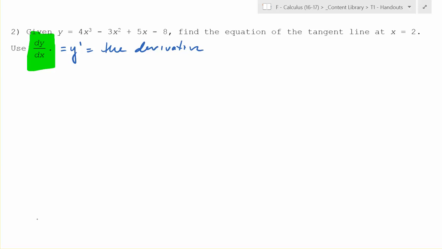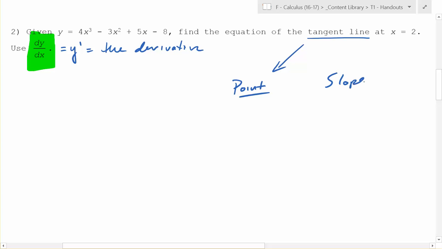Okay, so given that function, find the equation of the tangent line. Go ahead. No hints. Try to find the equation of the tangent line. How many things do you need to write the equation of a tangent line? Well, it depends on how you break it up, right? You need a point and a slope.